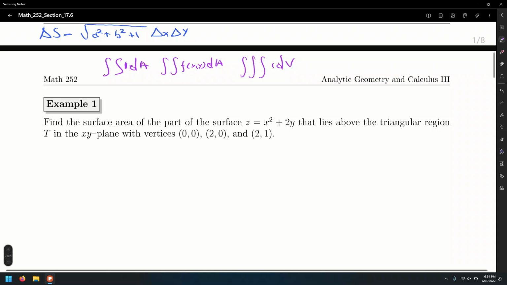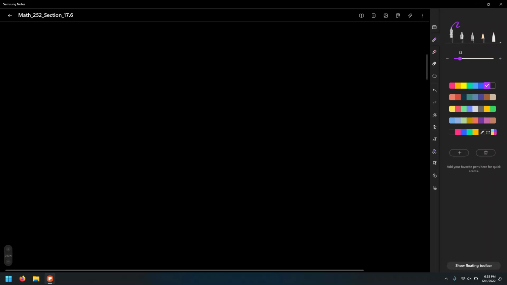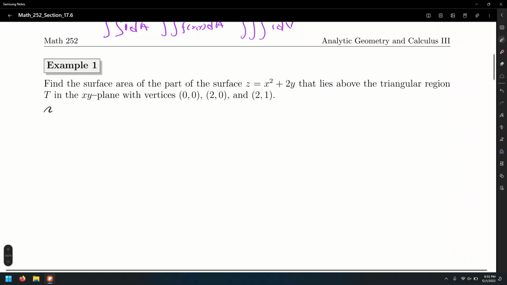But again, most of the time what we graph is the projection in 2D. Pretty much the only case that we're able to graph in 3D is the plane that gives us a tetrahedron, right? And when it comes to parabolas and other things, it's kind of hard to do. But in this case, it's fine. It's going to be a triangle in the xy plane with the points (0, 0), (2, 0), and (2, 1). All right, so that's our triangle here.